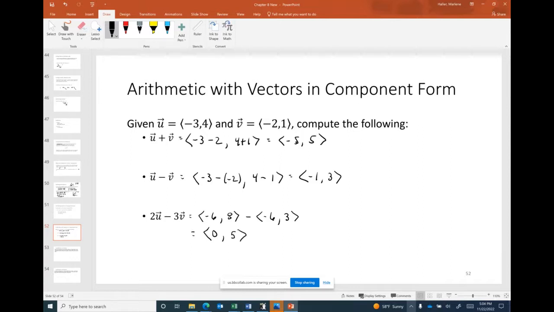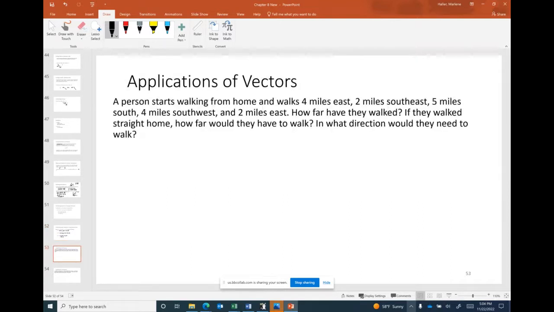Okay, let's close out with a couple of applications. Why do we learn all this stuff? Let's see how this can help us. All right, this first application is a real doozy. There's a lot going on here. We have a person. They start walking from home. Let's see, we're going to need to sketch this out.